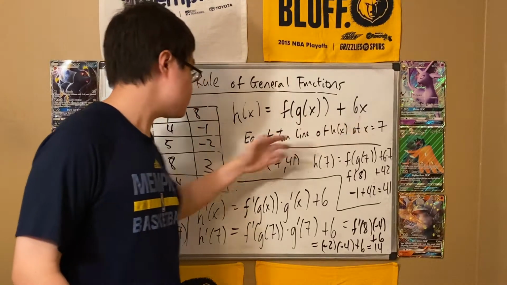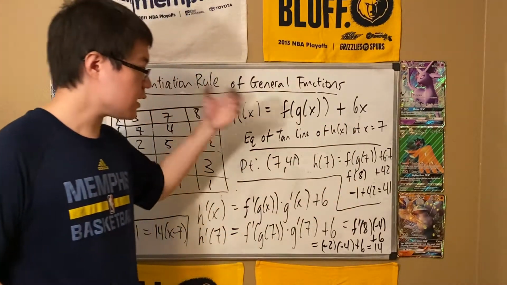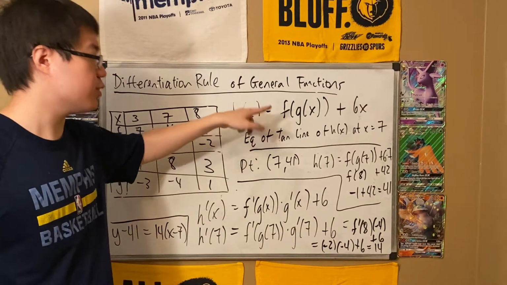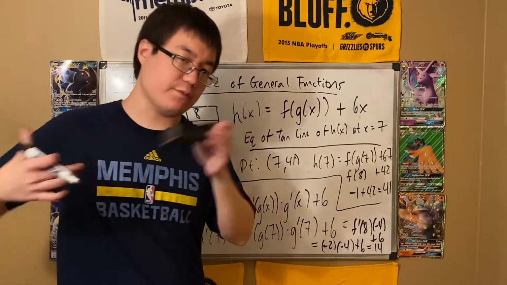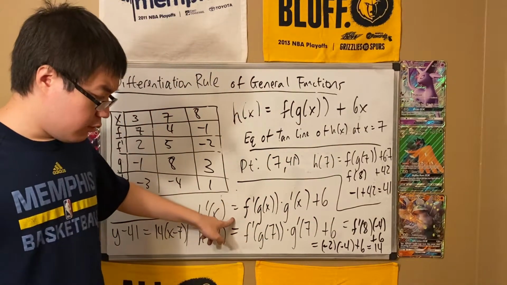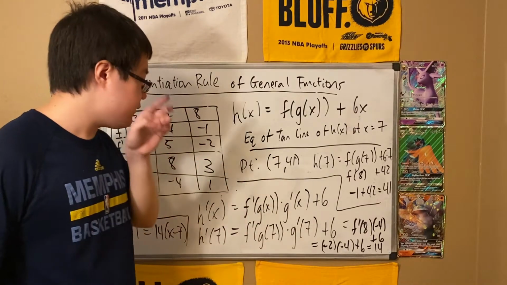We plugged in 7 using this table, but we kept in mind that this is composition of functions and not a product of functions. So when we took the derivative, we didn't use the product rule, which is used for products of functions. We used the chain rule, which is used for composition of functions. So it's f prime of g of x times g prime of x.